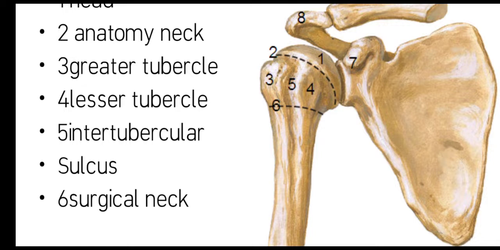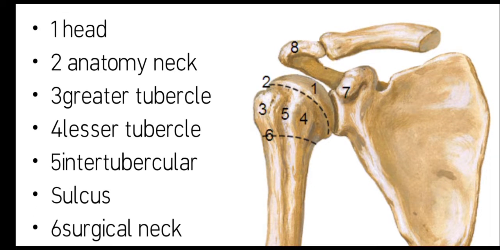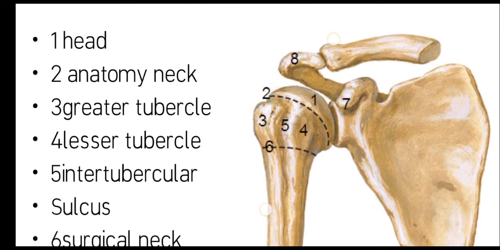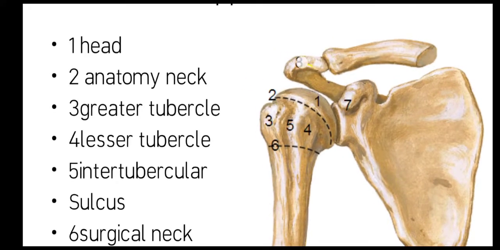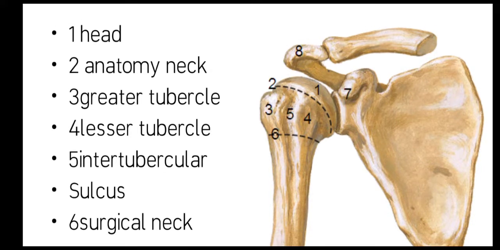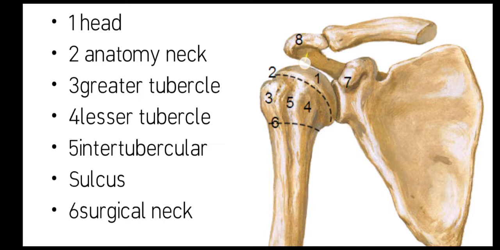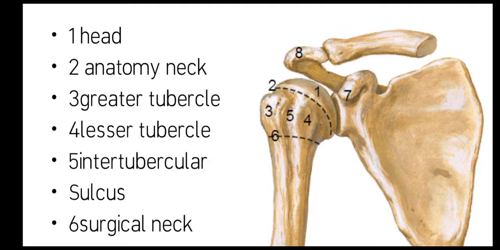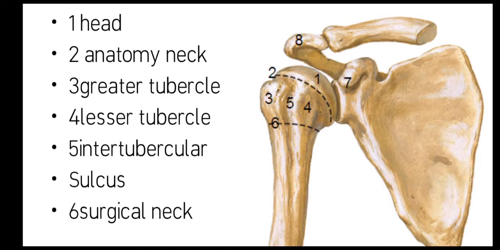So these are the structures which are present in the upper end of the humerus. What are these? We've discussed it earlier on. This is the acromion process of the scapula that forms the acromioclavicular joint, and this is the coracoid process of the scapula, where the ligament is located that connects the scapula to the clavicle.